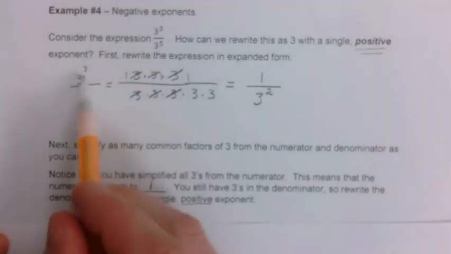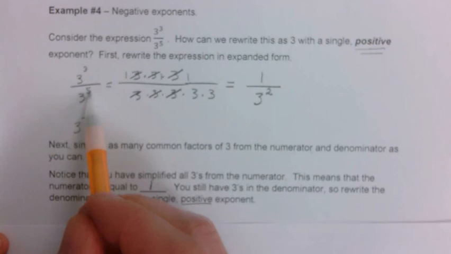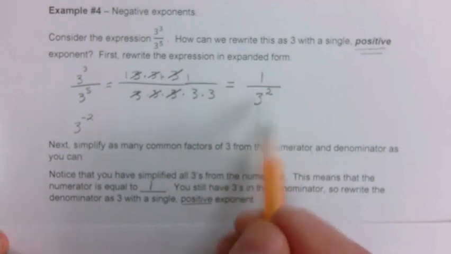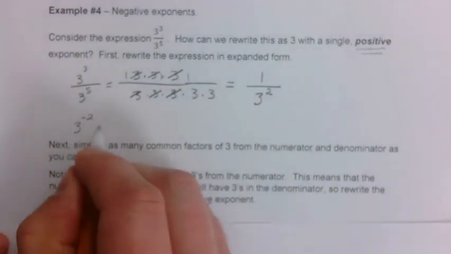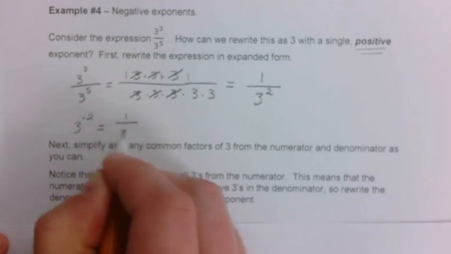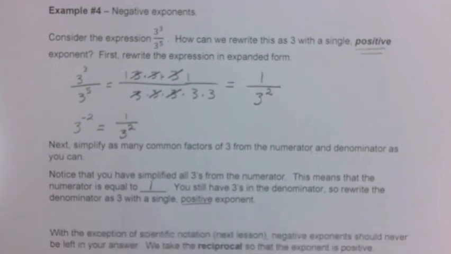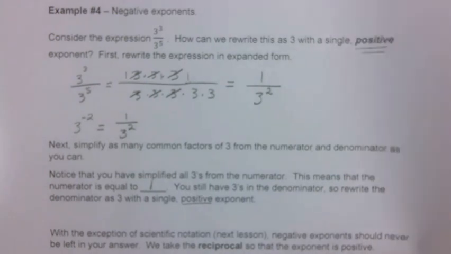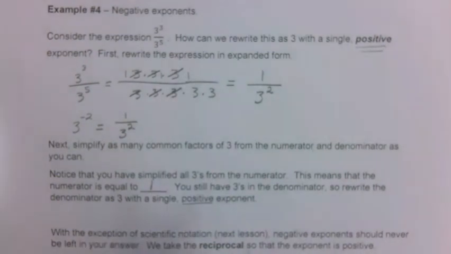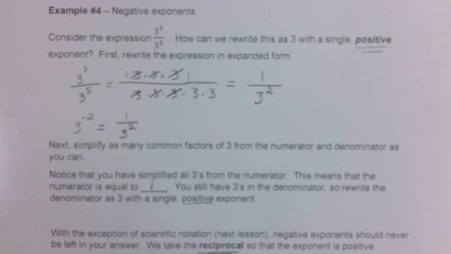So this 3 to the 3rd divided by 3 to the 5th is the same as 3 to the negative 2nd power, but it's also the same as 1 over 3 to the 2nd power. 3 to the negative 2nd power equals 1 over 3 to the 2nd power. And there I have 3 with a single positive exponent. Now, with the exception of scientific notation, which is the lesson that we're going to be learning next, negative exponents should never be left in your answer. We take the reciprocal so that the exponent will always be positive.